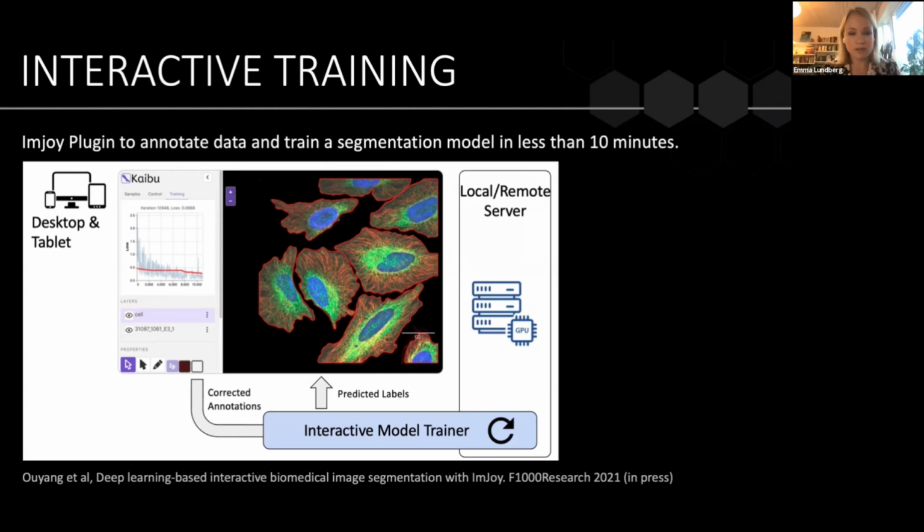So for example, this is a published interactive model trainer where we start off with a known cell segmentation model, and then the model will give you images where you can manually improve the segmentation. And by doing so, interactively within this tool, you can train a very nice and high functioning segmentation model in less than 10 minutes.